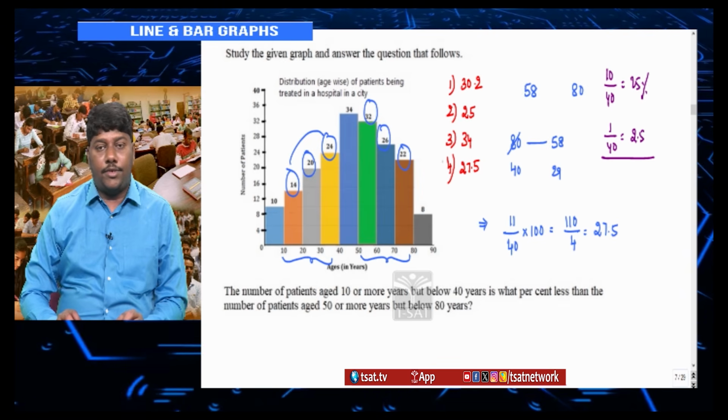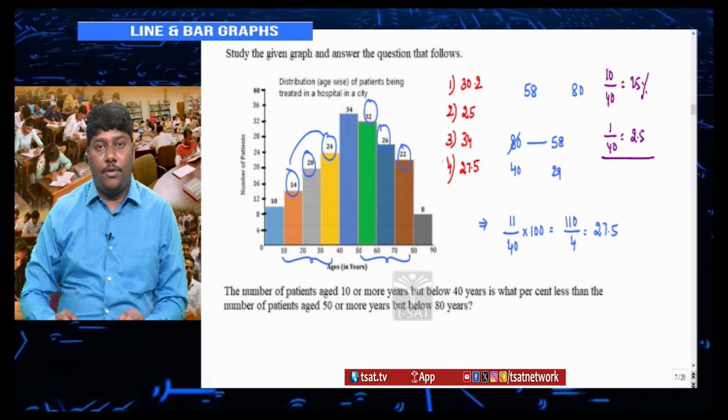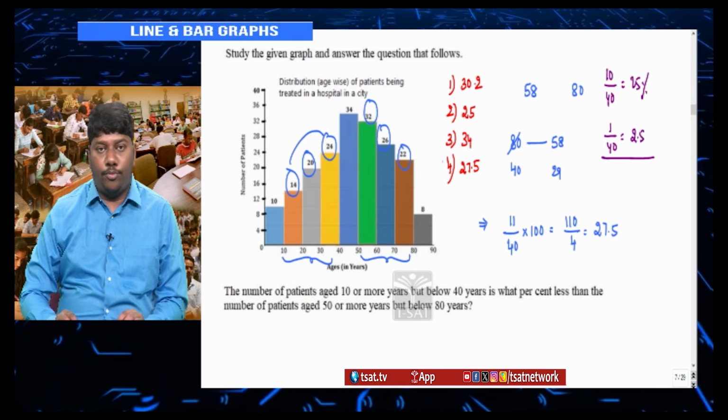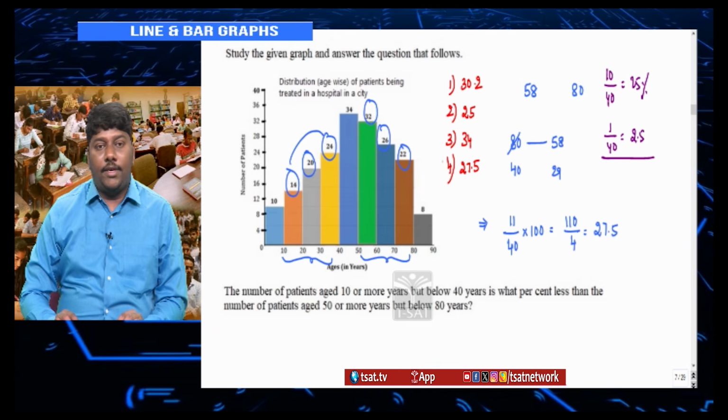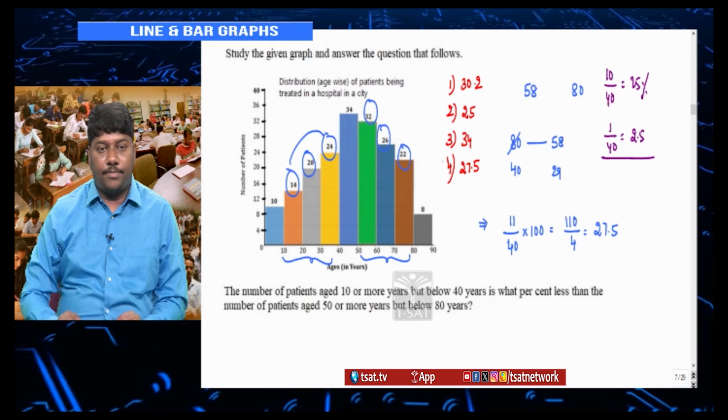In the previous class also we have seen 19 by 40, that was 47.5. I also told you what is 21 by 40, that is 52.5. You can get these things, the basics of these things will be cleared in your percentages chapter.